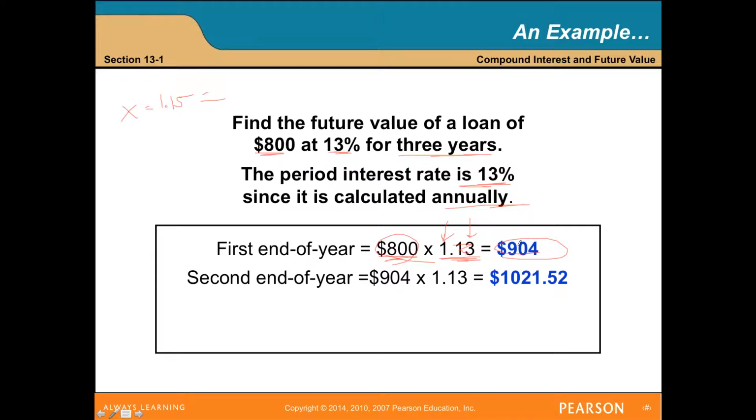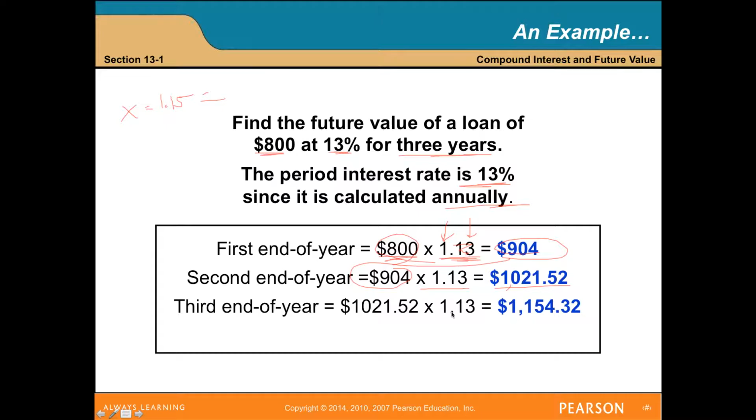So the second year, right? This is the first year, 904. Then you bring this over, and then you multiply that by 1.13, and at the end it's $1,021.52. So then at the end of the third year, you roll that over to the next period, multiply that by 1.13 because we're increasing it at 13%. This is the idea of compounding, by the way. It's not just that you're paying 13% of $800. You're always adding on 13% of the balance, and it rolls over each year.